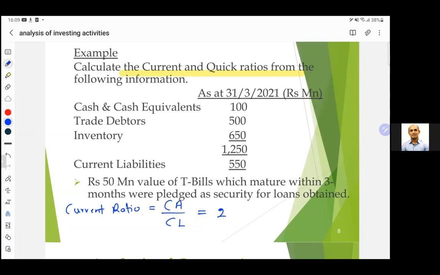₹2 of current assets are available to pay 1 rupee of current liability. Now you see, when you calculate the current ratio, you have to take only those current assets available to pay current liabilities.